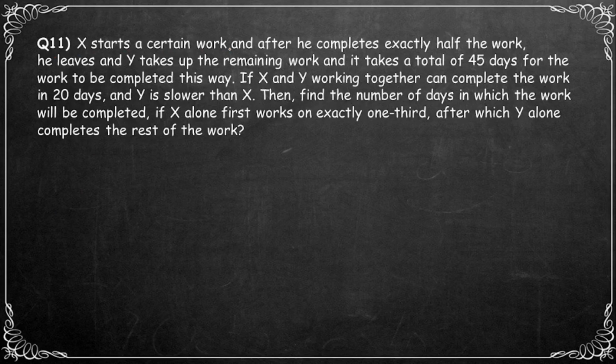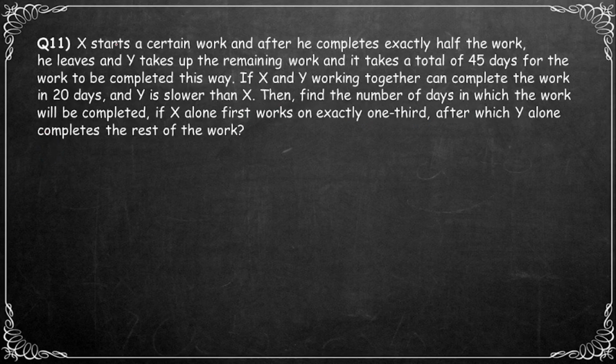Question 11. X starts a certain work and after he completes exactly half the work, he leaves. And Y takes up the remaining work and it takes a total of 45 days for the work to be completed this way. If X and Y working together can complete the work in 20 days and Y is slower than X, then find the number of days in which the work will be completed if X alone first works on exactly 1/3 of the work, after which Y alone completes the rest of the work.